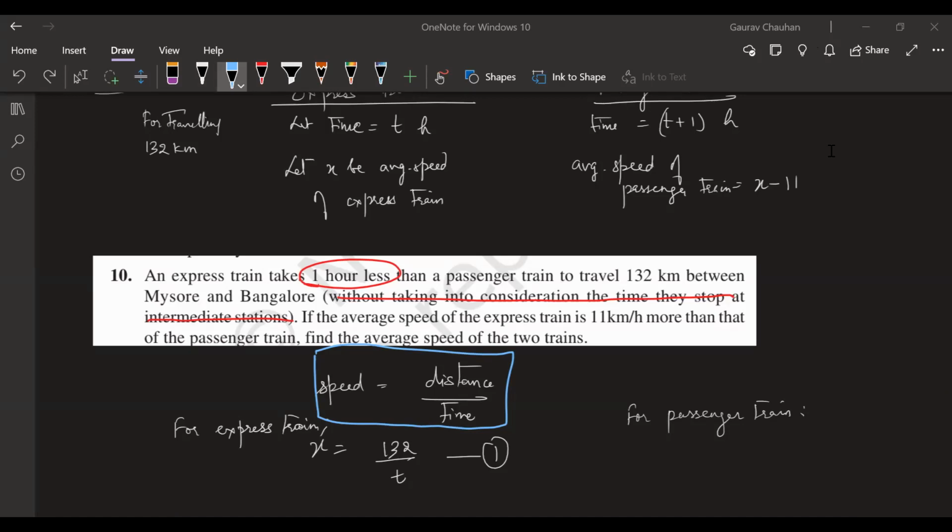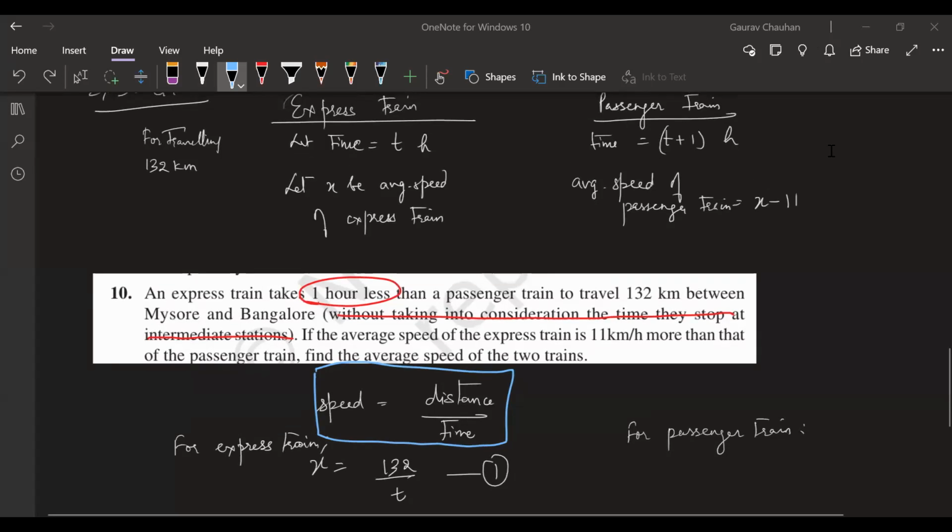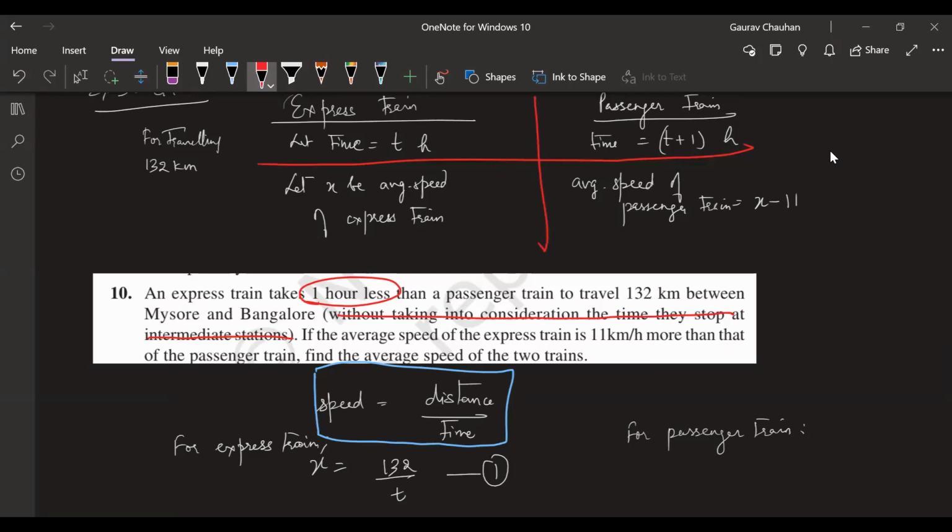What is the speed of passenger train? Look, we just wrote it. What is the speed of passenger train? X minus 11 is the speed. So in place of speed, what I'll write? X minus 11. What I'll write in place of distance? 132. What I'll write in place of time? T plus 1.